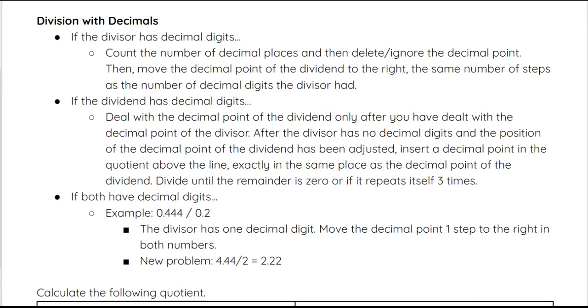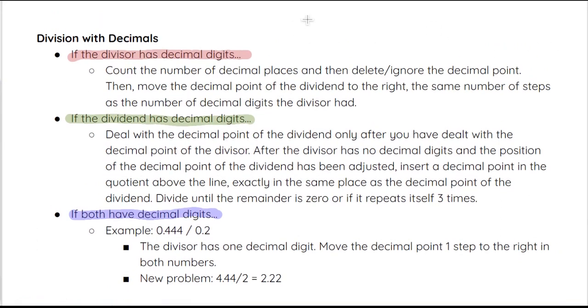So now we are going to look at division with decimals. So there are 3 possible scenarios. We could see if the divisor has decimal digits, if the dividend has decimal digits, and if both the divisor and the dividend have decimal digits. Now I'll remind you, if we are looking at a fraction for division, the dividend is going to be the top number, the numerator. The divisor is going to be the bottom number, which is our denominator. And then our answer that we get out of that will be our quotient.